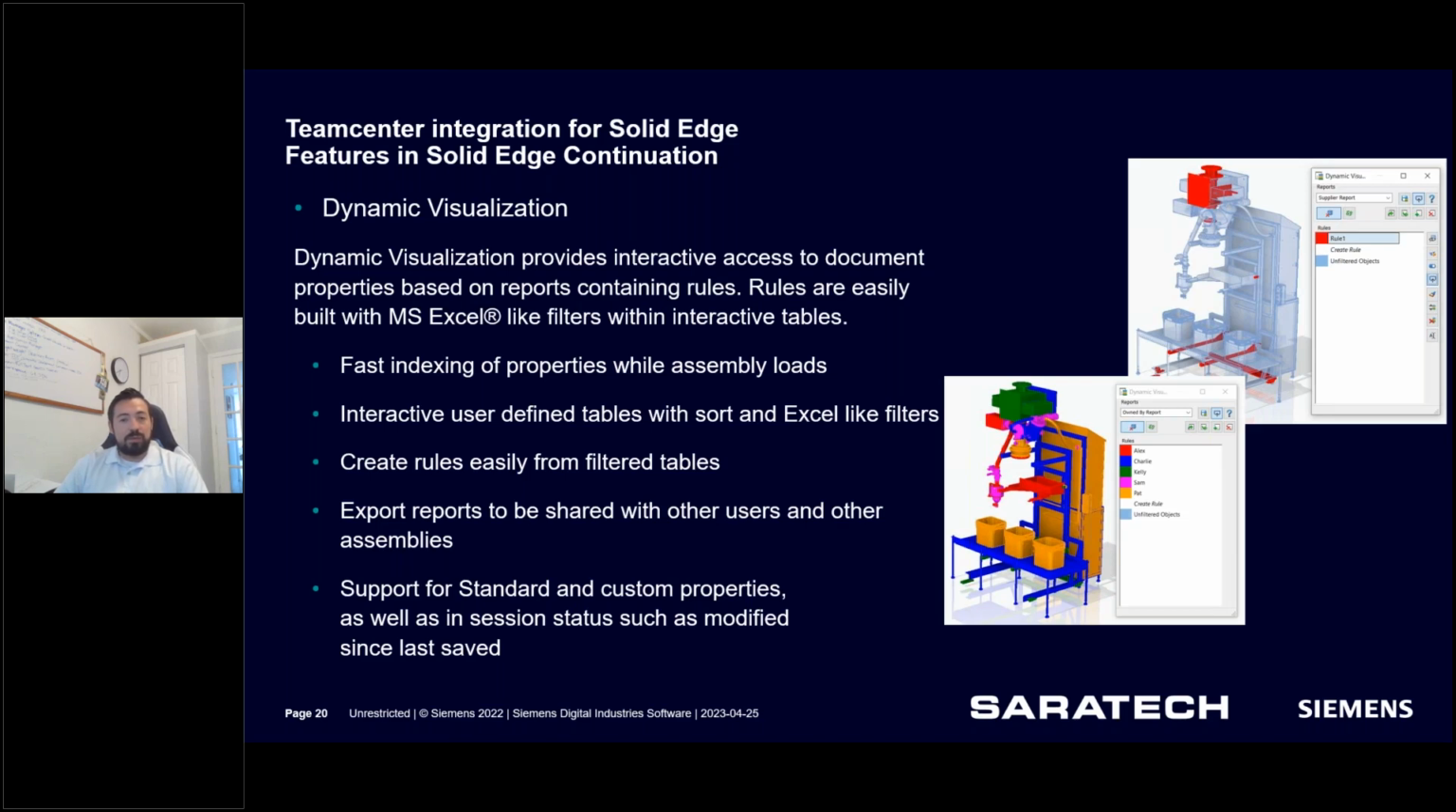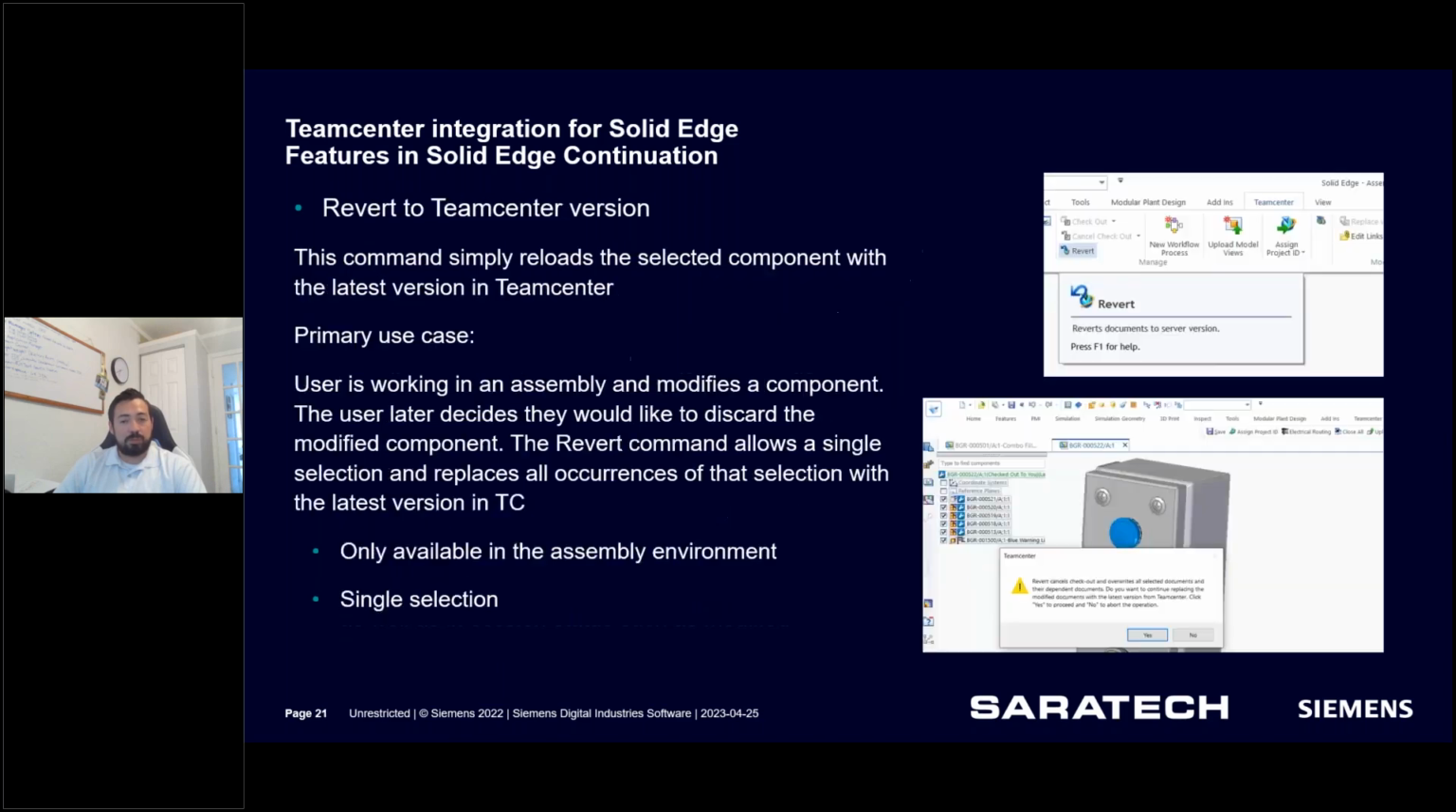So to view different things, maybe you don't want to load the complete assembly. Maybe there's certain parts that you want to load. You can use tables to do this instead of loading the complete assembly, which can take a lot of time because of how heavy all these parts are. So this dynamic visualization is a table that you can decide what attributes you want to use, what you want to pull from.